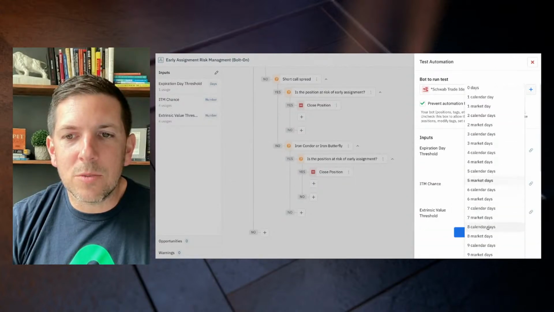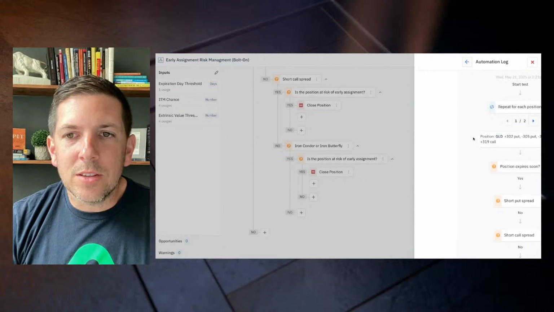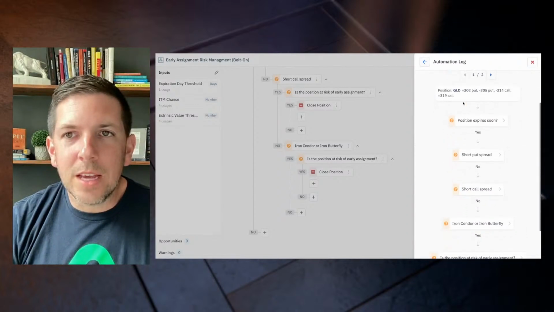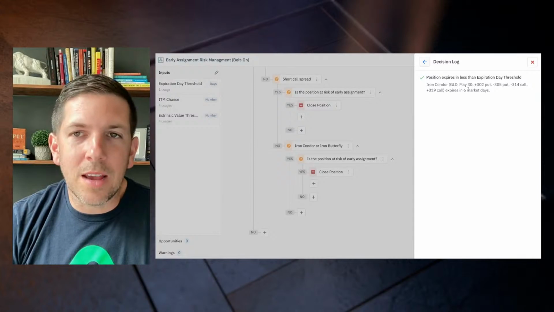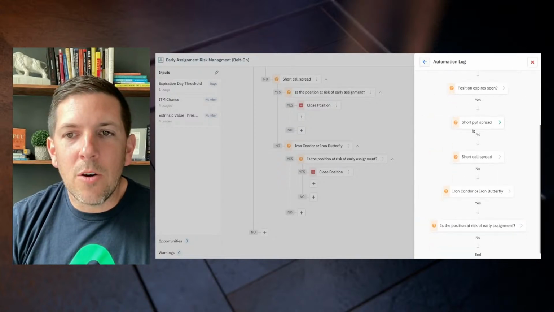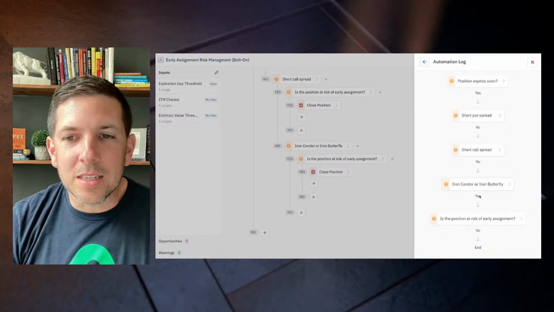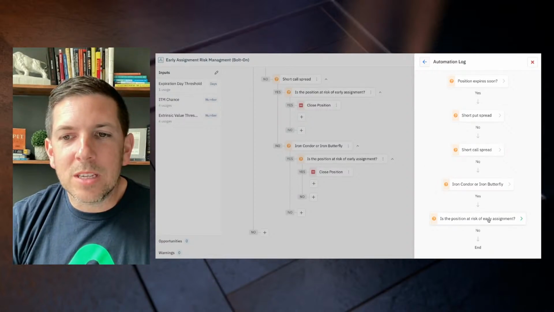Let's run this out just so we can get it inside the 7 market days for the GLD position. There you go. You can see that GLD Iron Condor position. Does it expire soon? I only ran the test at 7 days. So yeah, it says yes, 6 days. Is it a short put spread? No. Is it a short call spread? No. Is it an iron butterfly or an iron condor? Yes. And is the position at risk of early assignment?